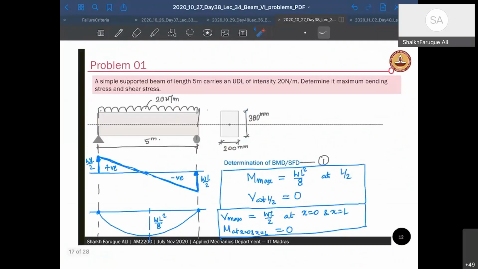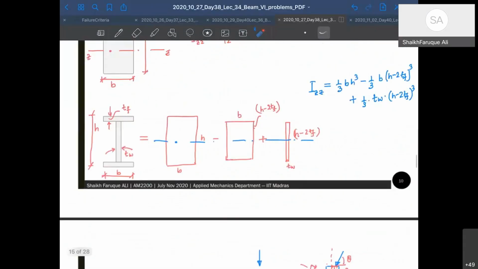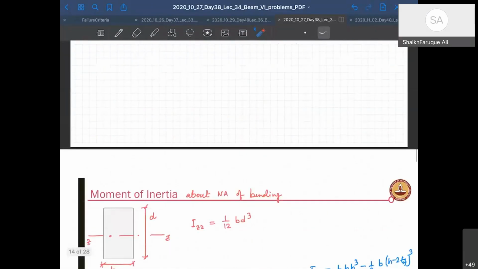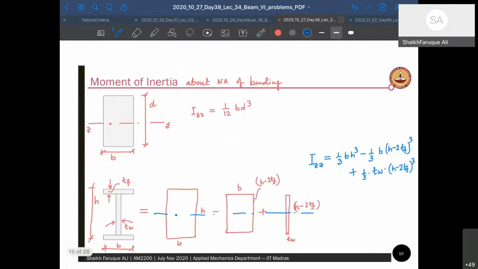Okay. Sir, yes sir, in the previous slide you wrote IZZ, right? That is the second moment of area, not moment of inertia. This section. Yeah, second moment of area. Yes. Okay, sir.